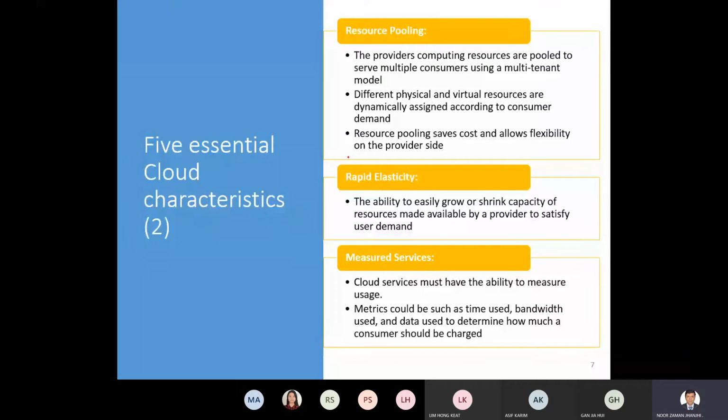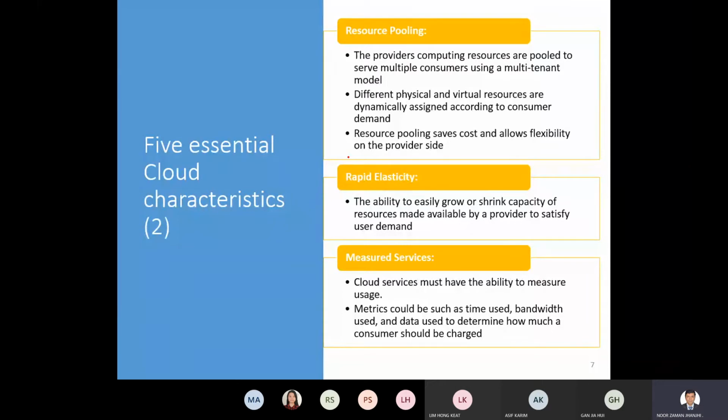Then measured services. The last and most important essential characteristic is that the cloud must have the capability to measure the services, how much it is giving to us, and to measure the usage as well. Because if it is not there, how will we charge the user? We cannot. So this is the most important point as well. This measurement concept is normally called a metric.